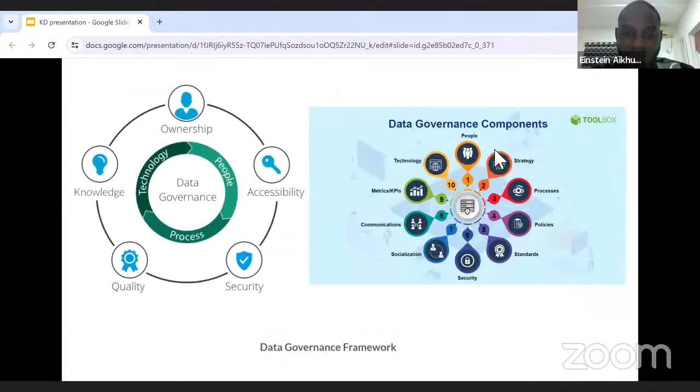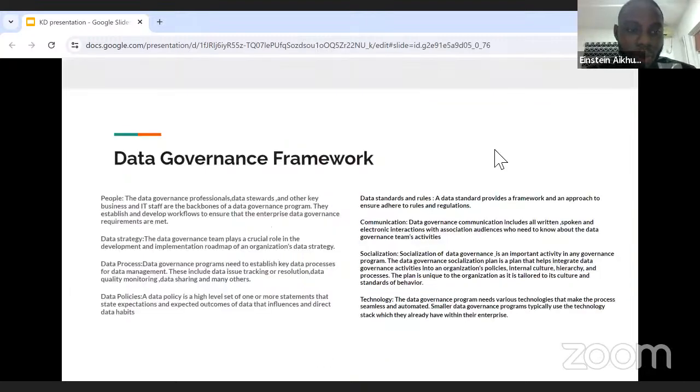Now, what is a data governance framework? There are different data governance frameworks, but these are the main parts. We have the people, the strategy, the process by which the data is gotten, the policies put in place in the data governance board system, the standards by which the data is gotten, the security, the socialization and communication in the data governance system, the metrics and KPIs, and the technology used in accessing the data. Now, we'll briefly talk about some of the frameworks in data governance.